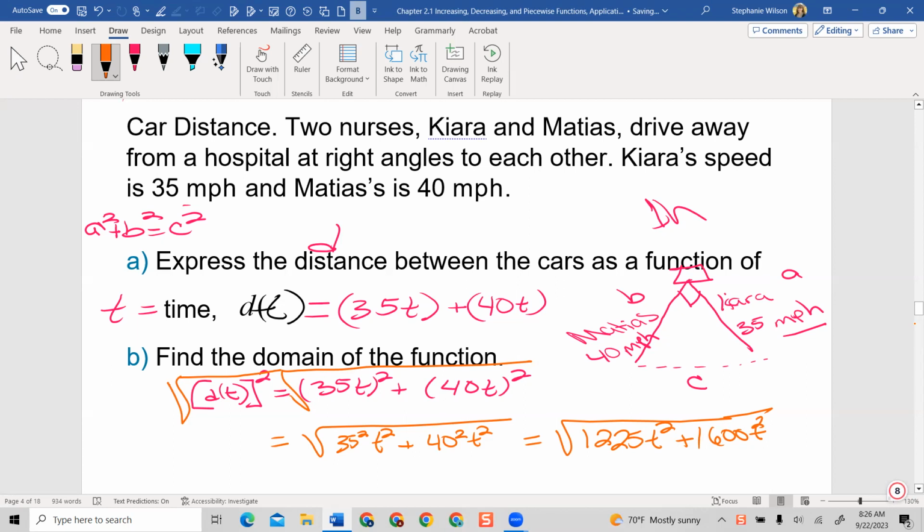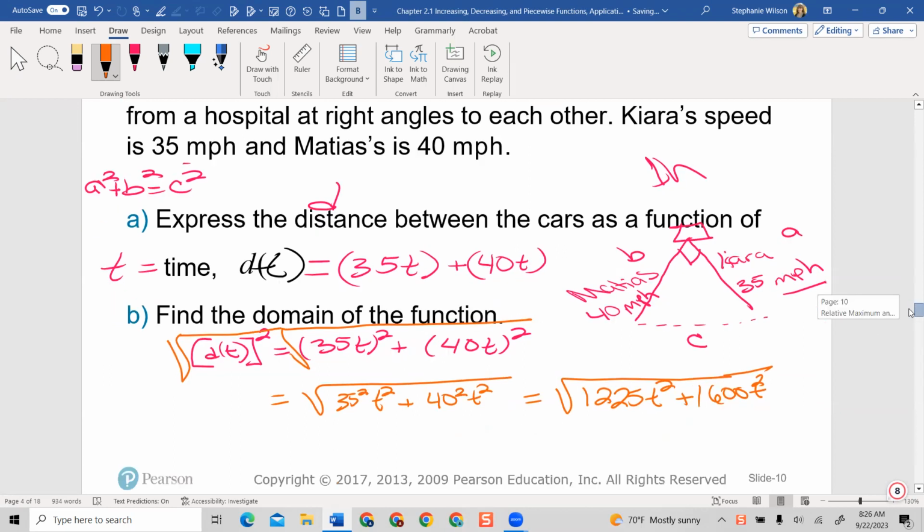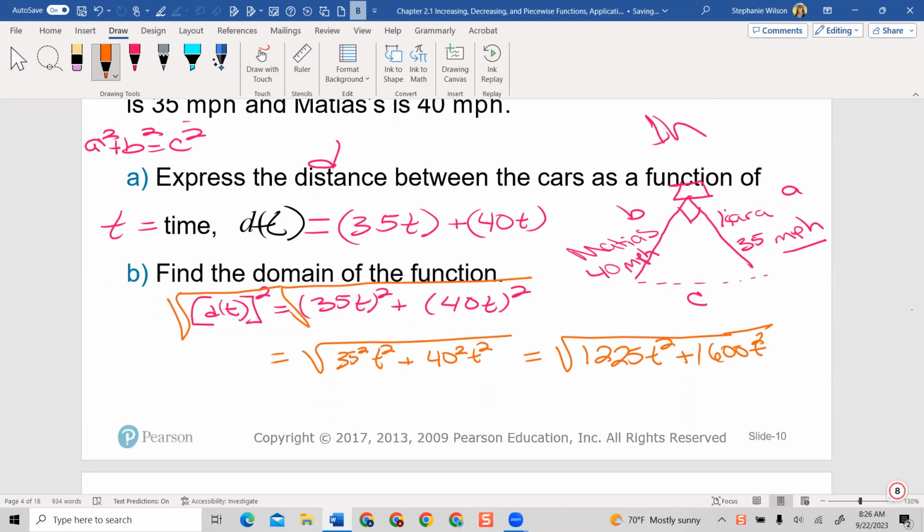And that gives me the square root of 2,825 T squared, right? So now let's take the square root of it. And I'm going to do approximately, okay? And remember, we got 2,825 times that T squared. I can break it down like that if that helps you. It's up to you.